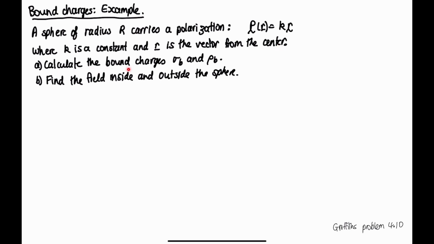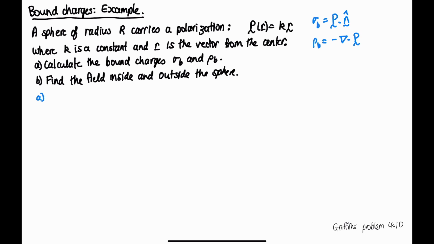Part A asks us to calculate the bound charges, sigma b, which is the surface charge density, and rho b, which is the volume charge density. And part B says to find the field inside and outside the sphere. So we're going to be making use of the equations that we have just come up with. So the surface charge density is given by the polarization dotted with the normal vector, and the volume charge density for the bound charges is given by minus the divergence of the polarization. Okay, so let's write it out in full.